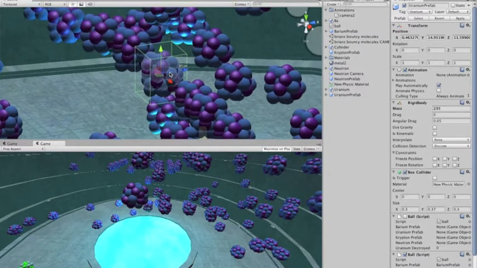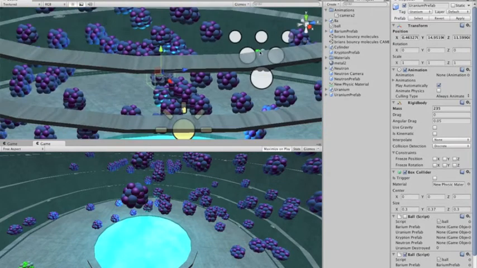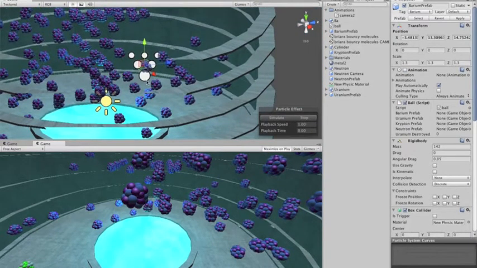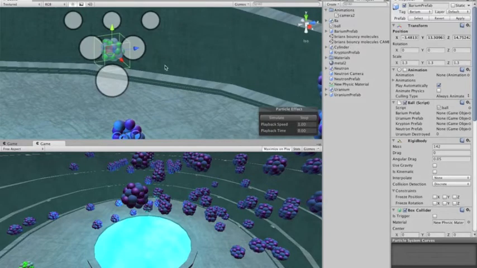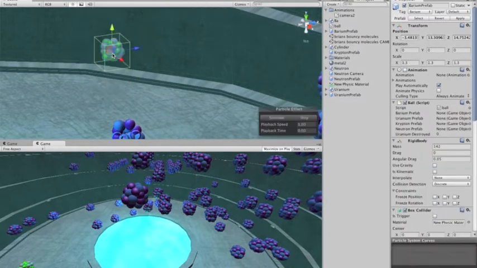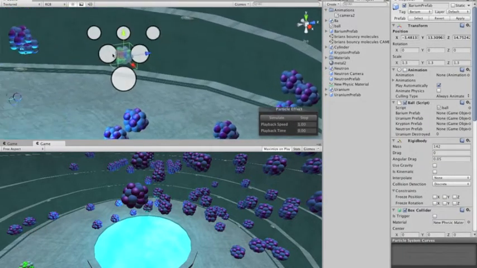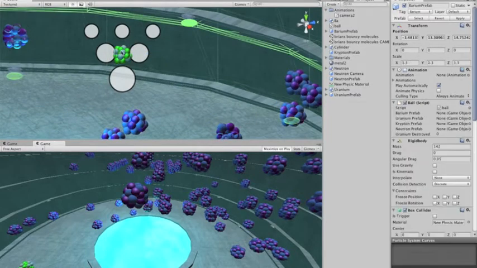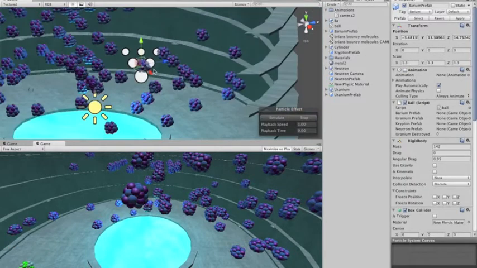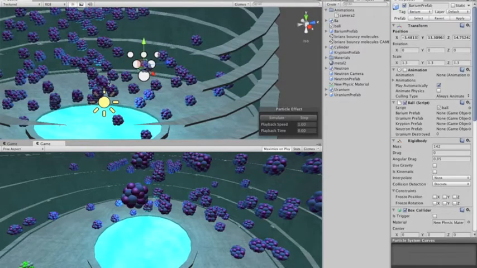the uranium atom is destroyed and replaced with a barium and krypton atom, which look like these. And whenever there is a collision, there will be a particle effect with these red particles emanating out.